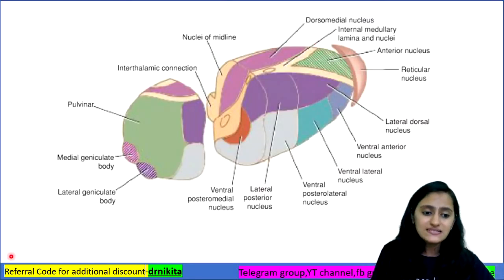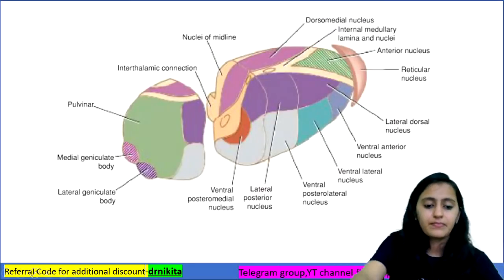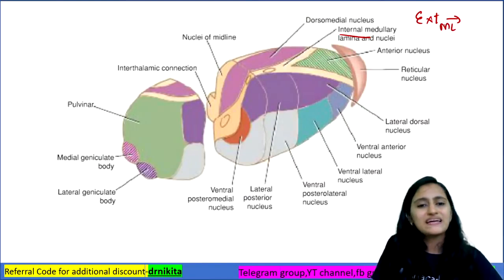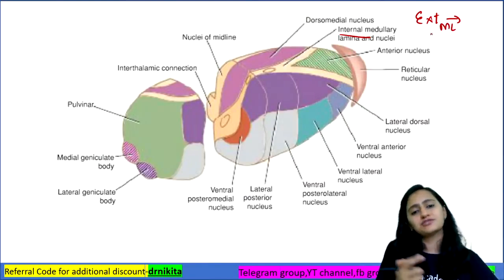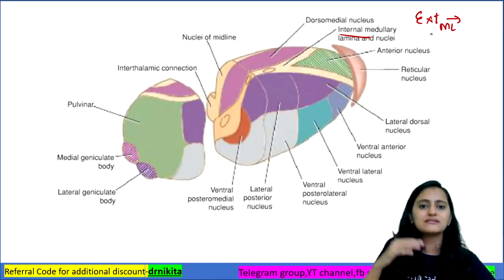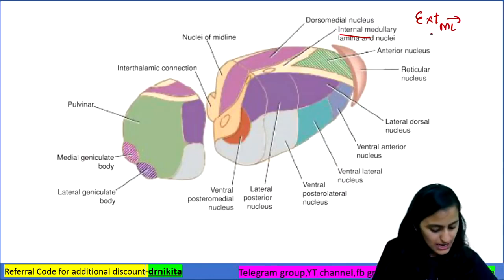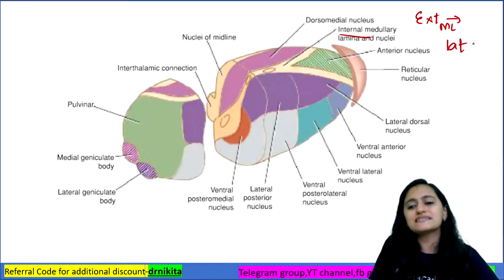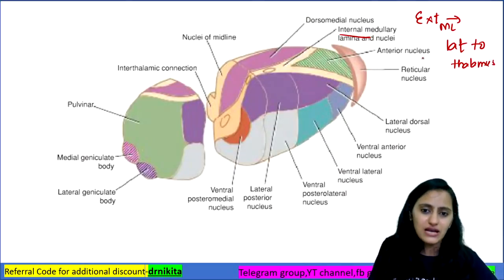So where is the external medullary lamina? If internal medullary lamina is interior, external medullary lamina will be external. In what relation to the thalamus? Is it medial to thalamus, lateral to thalamus, anterior to thalamus? Where is it present? Absolutely right, Jayansh. So it is present lateral to thalamus. Okay, it is present lateral to thalamus.